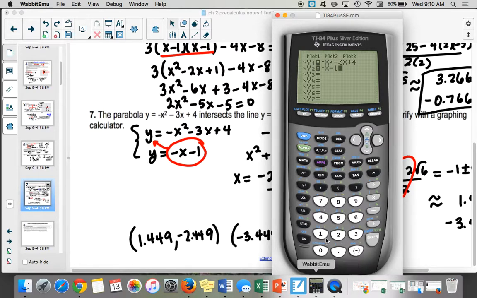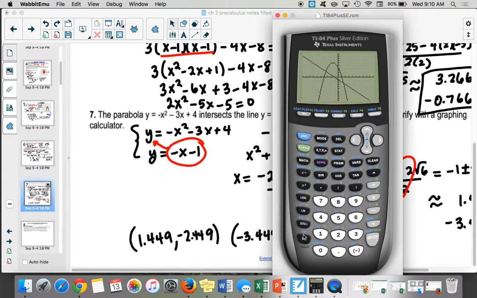All right, so then we hit graph. Now mine is still set on that last window that we had, which was really, really high. So now it's saying that I can't see anything again. When that happens and you want to go back to your negative 10 to 10 window, you just hit zoom and then go to zoom 6. Number 6 is the standard negative 10 to 10 window, and I would start with that. So now we can see the parabola and we can see the line going through it.